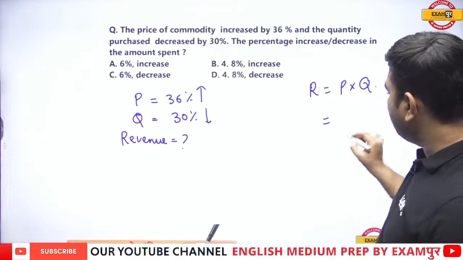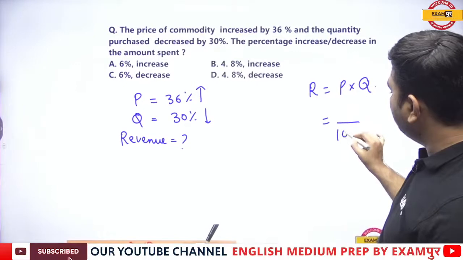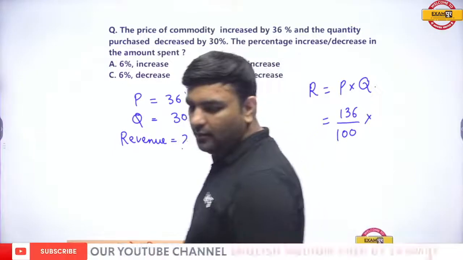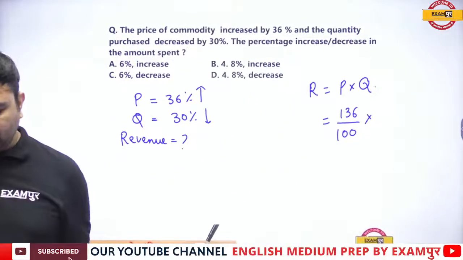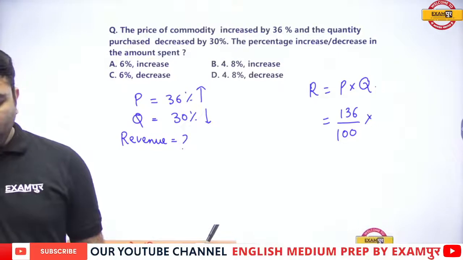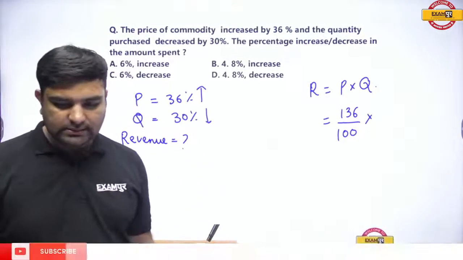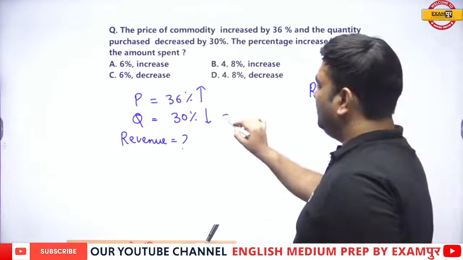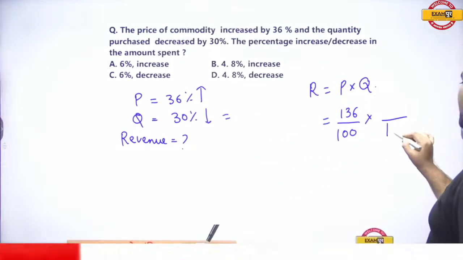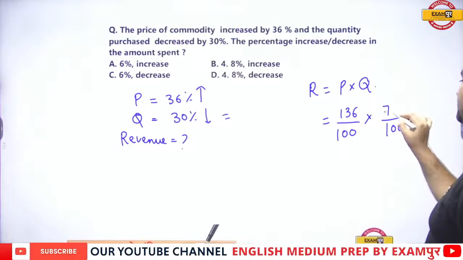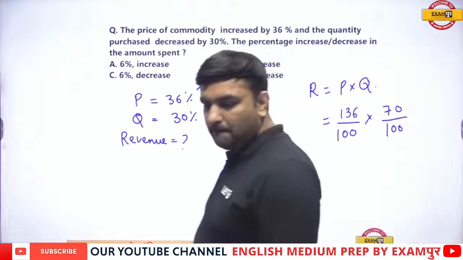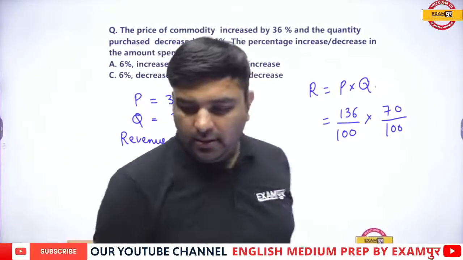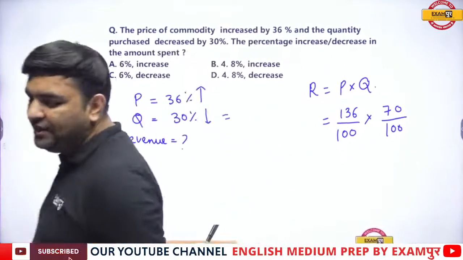Can I say 36% increment as from 100 it has become 136? Now quantity, 30% decrement. Can I say from 100 it has become 70? This is the way to denote the quantity change.